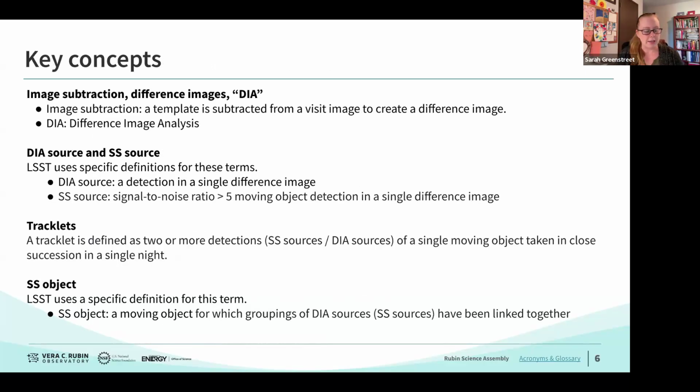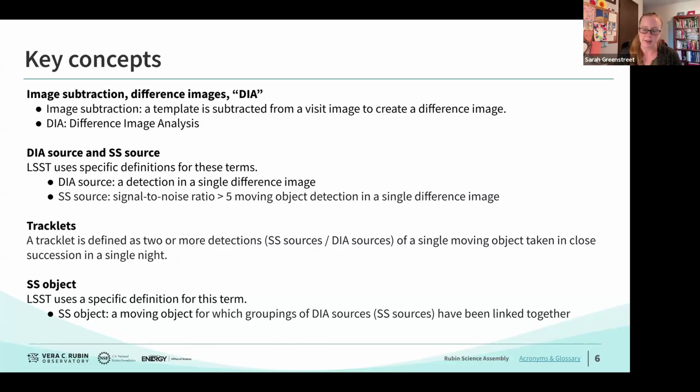Okay, so some of the key concepts that are important as we're starting to talk about all these data products and things that are in DP1 are image subtraction, which is when you take a template and you subtract it from a visit image to create a difference image. So all of the non-static sources remain in the difference image.